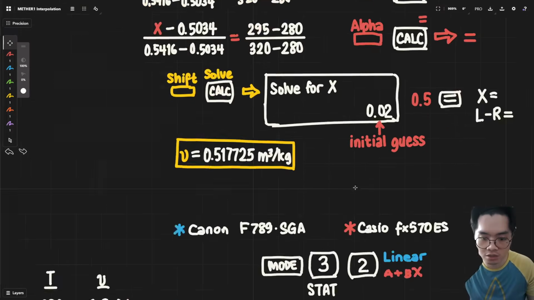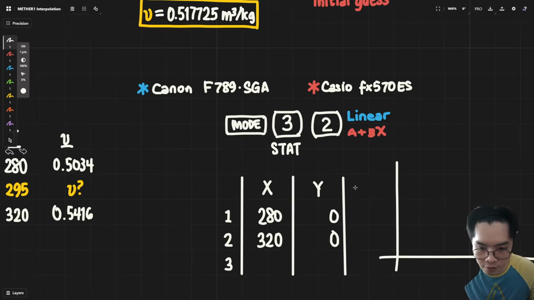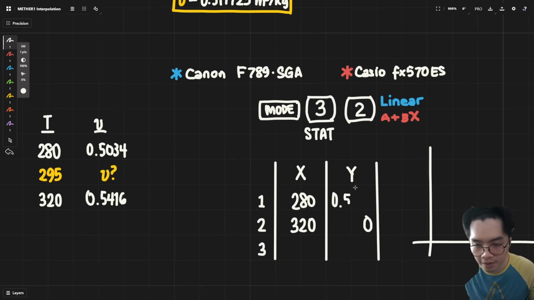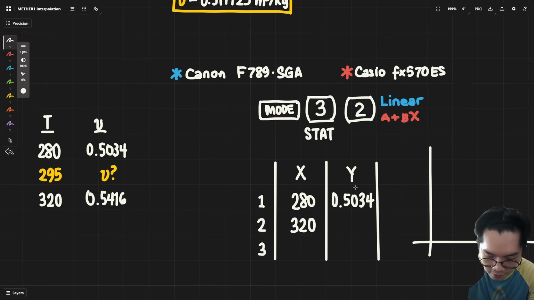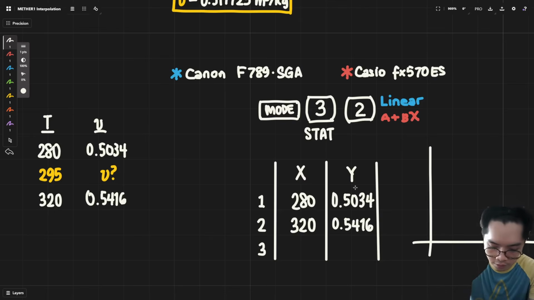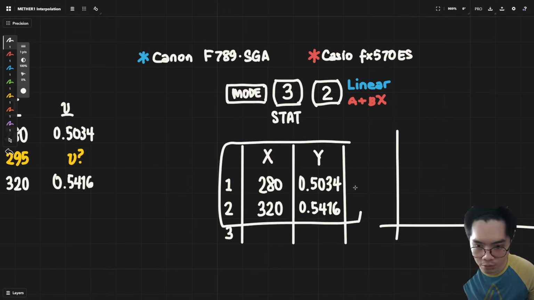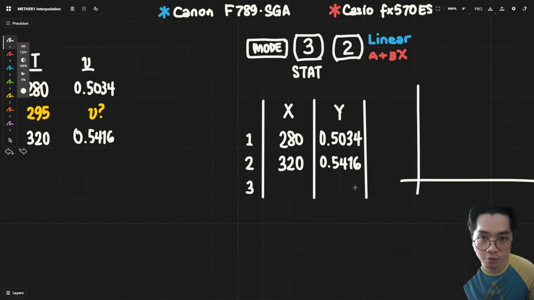So in this case, you just navigate with your direction buttons, and you go into here, and you edit this value of 0. You edit this to 0.5034, and then you press equals, and then you edit this value now, which you will have to punch in 0.5416. Press equals.